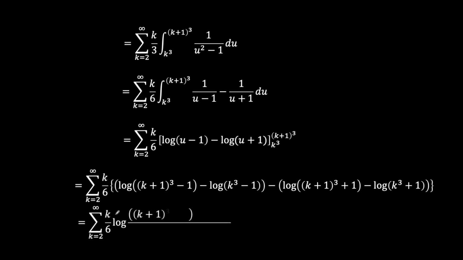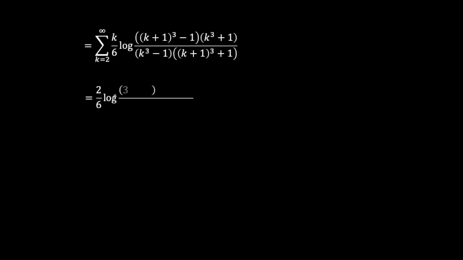So here we're left with k over 6. And then using the rules of logarithms, we see that where we have subtraction becomes division. So we have k plus 1 cubed minus 1 divided by k cubed minus 1. And then because when we apply a bracket here, this becomes a plus. So this now becomes a numerator. So we have k cubed plus 1 over k plus 1 cubed plus 1. So as simple as that.